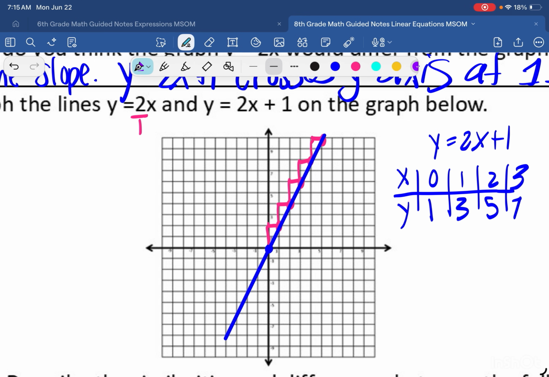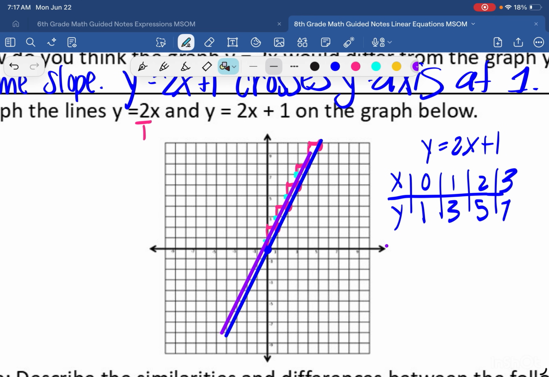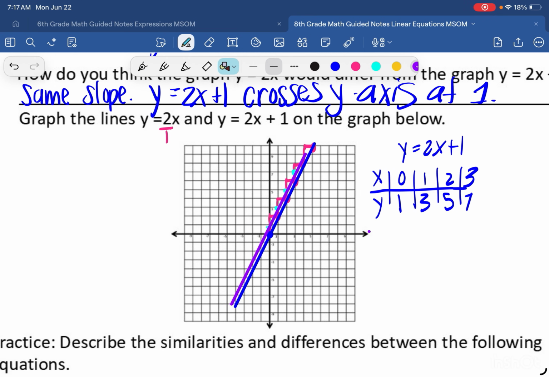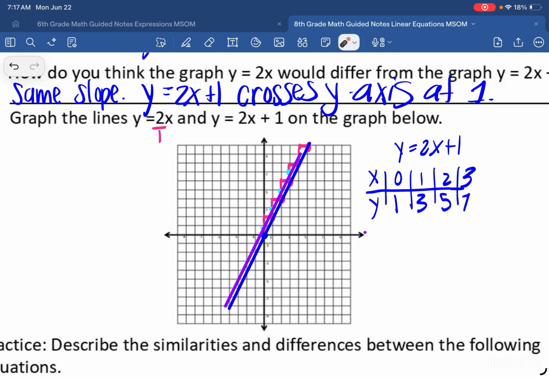Okay, I'm going to graph those points on my line right here. Those are the points on my line. Now let's connect them to make my graph. That is the graph of my line, y equals 2x plus 1. So notice that they do have the same slope, and y equals 2x plus 1 is just shifted up by 1 on the coordinate plane.